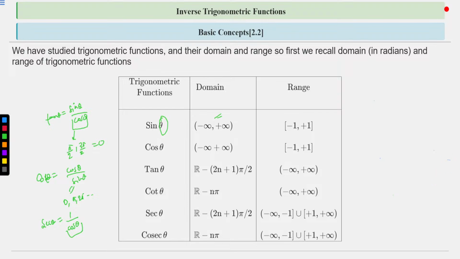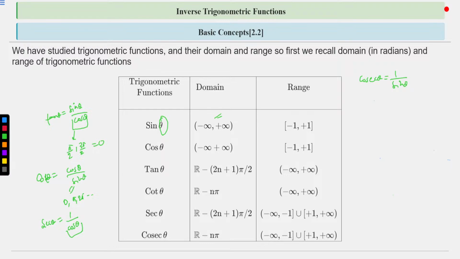Similarly, what is cosec theta? Cosec theta is 1 by sine theta. So cosec theta will not be defined when the value of sine theta is 0. Sine theta is 0 at any multiple of pi. So we will exclude n pi in the domain of cosec theta, right? So the domain of cosec theta will be all real values except n pi, and the range of cosec theta will be minus infinity to minus 1 union 1 to infinity. Got it?